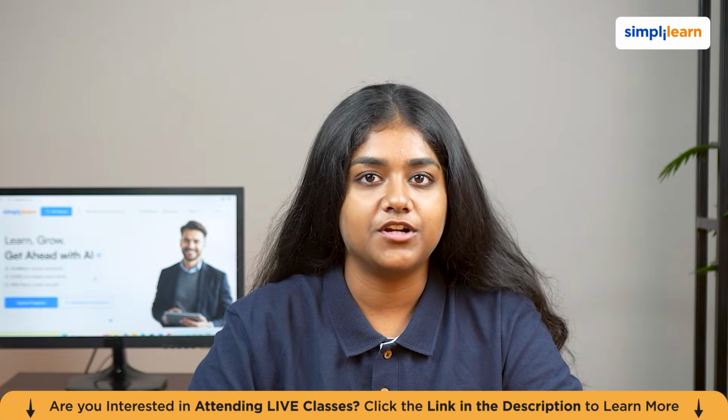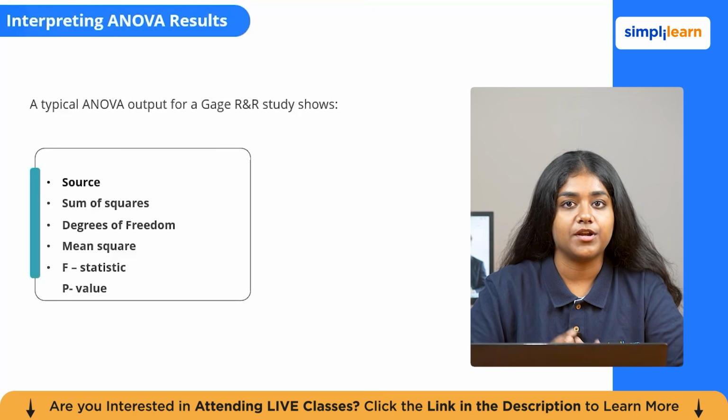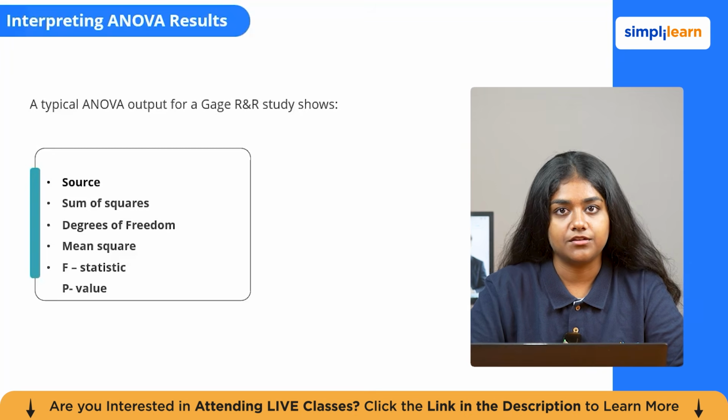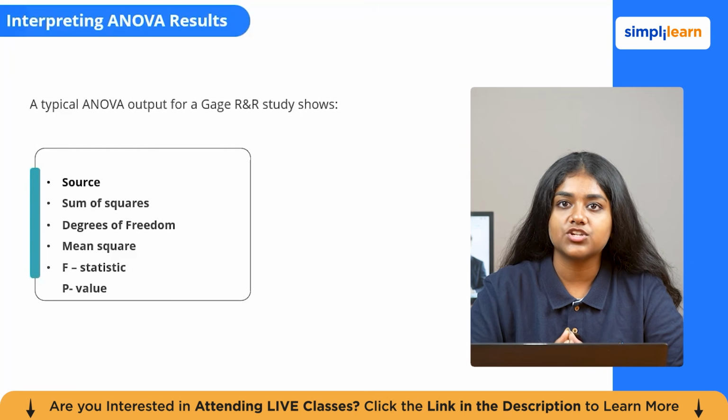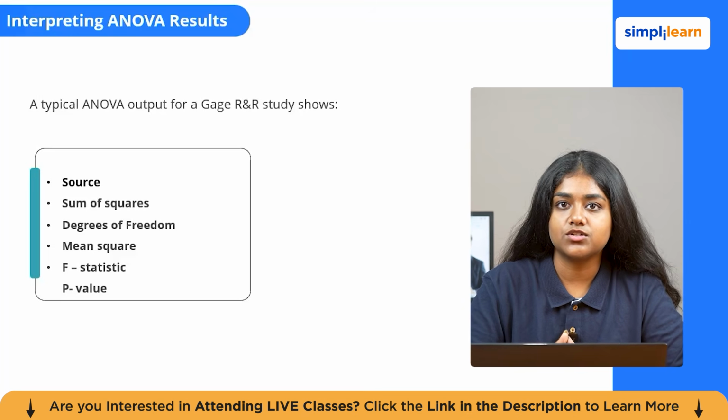So let's see how to interpret ANOVA results. A typical ANOVA output for a Gage R&R study shows the source of variation, that is parts, operators and part interaction, repeatability or error. Sum of squares, total variation attributed to each source. Degrees of freedom, the number of independent pieces of information.